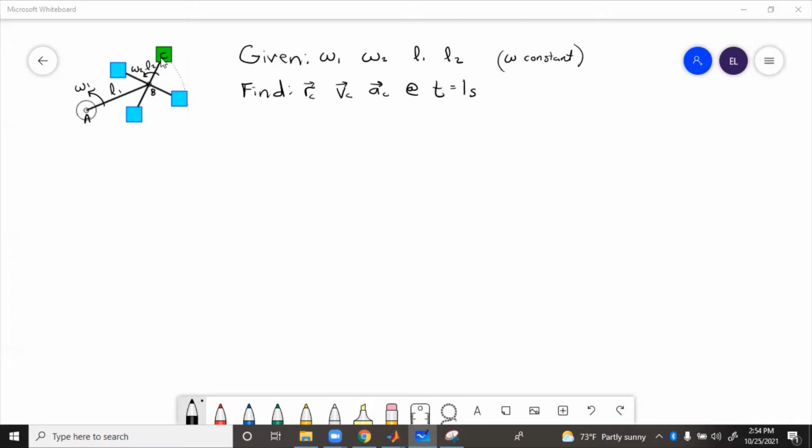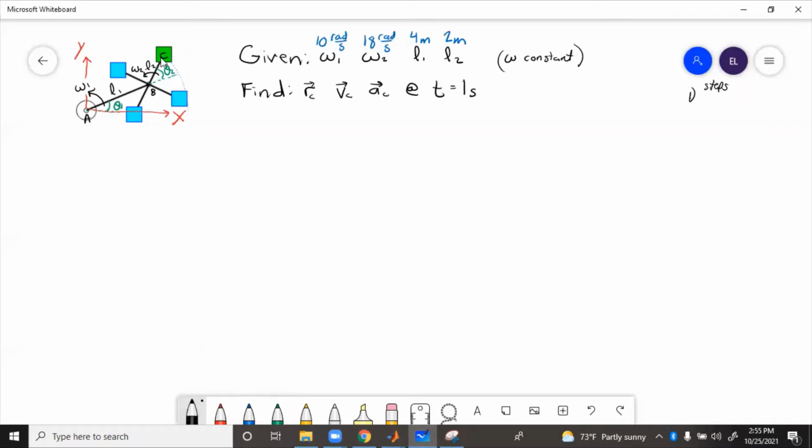So first, let's put in some numbers here. Steps to solve this problem. The first step is to figure out the angle of each arm. Looking at these arms, this angle is theta 1, and then theta 2 is relative to theta 1. Say this is the x-axis. This is the y-axis. So now we can get vectors.